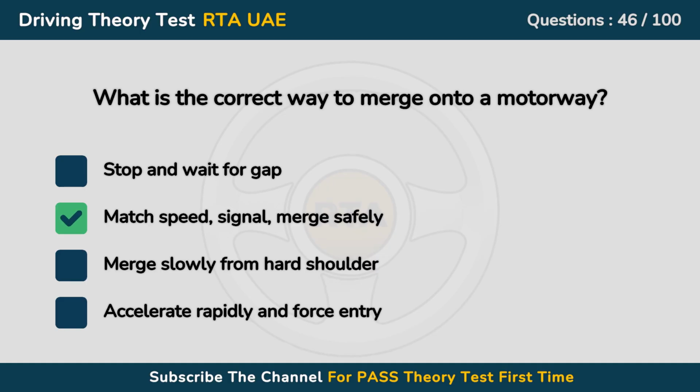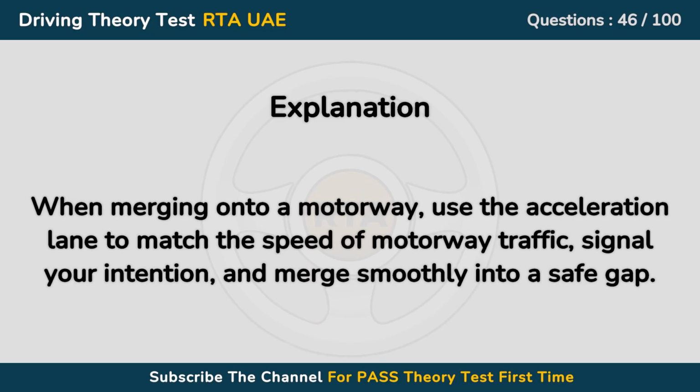Answers is B. Match speed, signal, merge safely. When merging onto a motorway, use the acceleration lane to match the speed of motorway traffic, signal your intention, and merge smoothly into a safe gap.